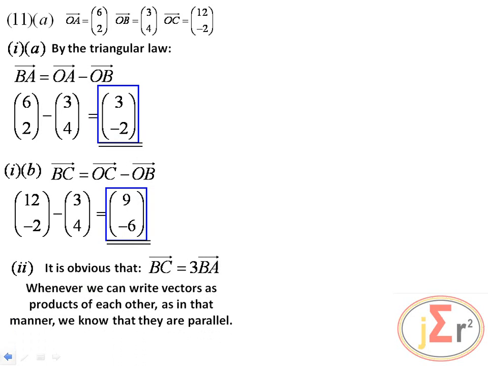Whenever we can write vectors as products of each other, as in that manner, we know that they are parallel. The vectors are therefore parallel. So we are concluding that the vectors are parallel. They are parallel because whenever we can say one vector is so many times the other, it means that they are going in the same direction, but the length of one is 3 times the other. So they are parallel.